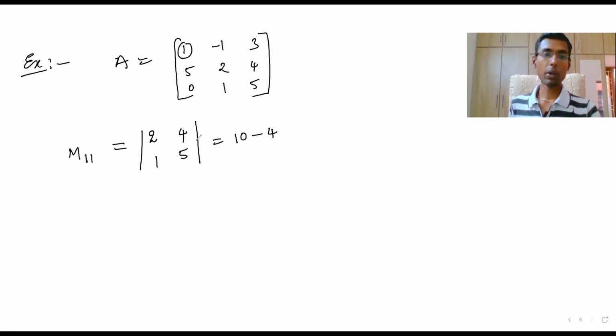Then what is the minor? 10 minus 4, that is AD minus BC: 2 into 5 minus BC. The determinant of a second order determinant is AD minus BC. So that is 6.